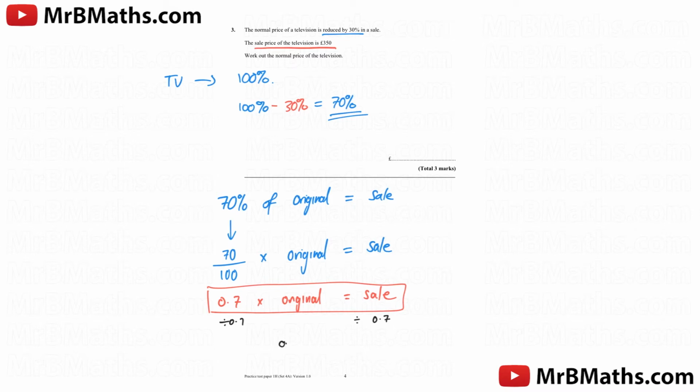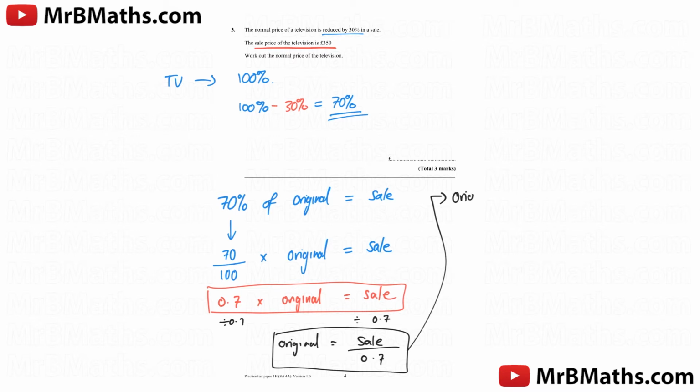And you'd end up with original equals sale over 0.7. So this is going to be the formula to use. So pushing this up here, we have the original price. Well, we can't fill that in because that's what we're trying to work out. We do know the sale price, which is £350, and then of course we've got 0.7. Now at this stage, if it was a calculator paper, it would be quite easy to put that in, but we've got one more step to do.